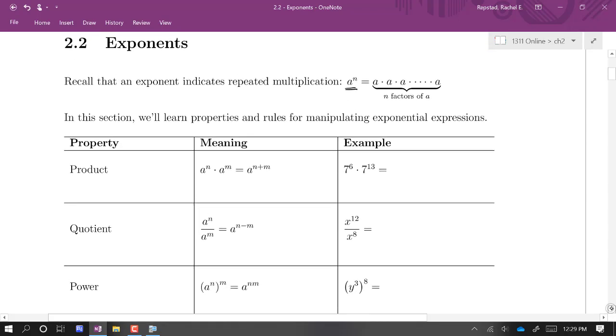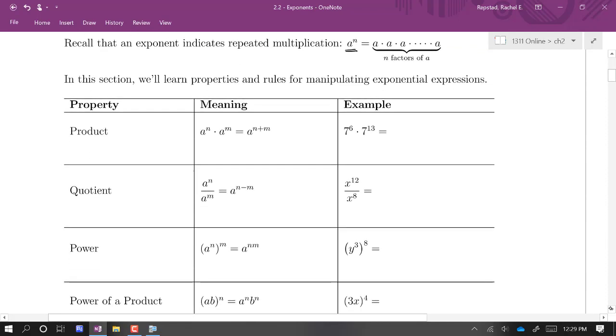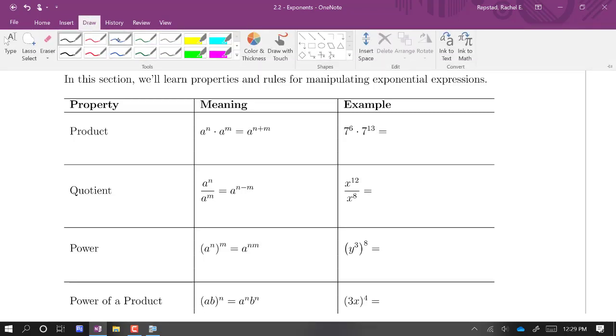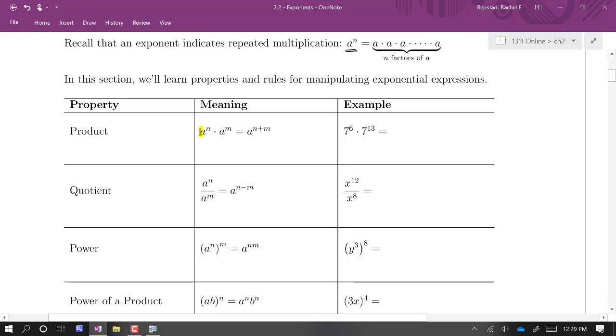We begin with the product rule, or how we simplify a product of exponential expressions. Now, if the bases are the same, and this is really important, it's a to the n times a to the m. So if those bases are the same, then we can add the exponents together. That's basically because here we have n factors of a, and we're multiplying it by m factors of a. So altogether, we have n plus m factors of a.